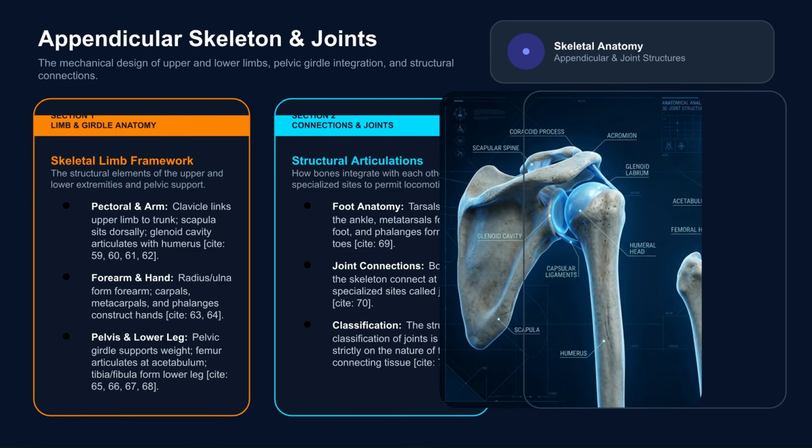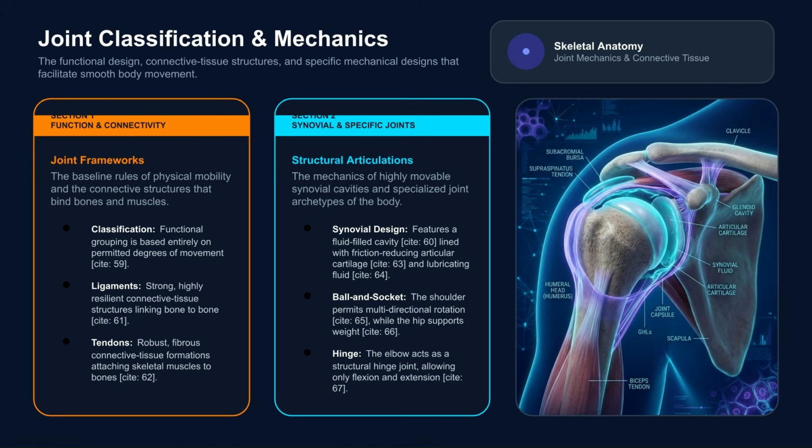The pelvic girdle provides attachment for the lower limbs and supports the weight of the body. The acetabulum is the socket of the pelvic girdle that articulates with the head of the femur. The femur articulates proximally with the acetabulum and distally with the tibia. The tibia and fibula form the skeleton of the lower leg. The tarsals form the ankle, the metatarsals form the foot, and the phalanx form the toes.